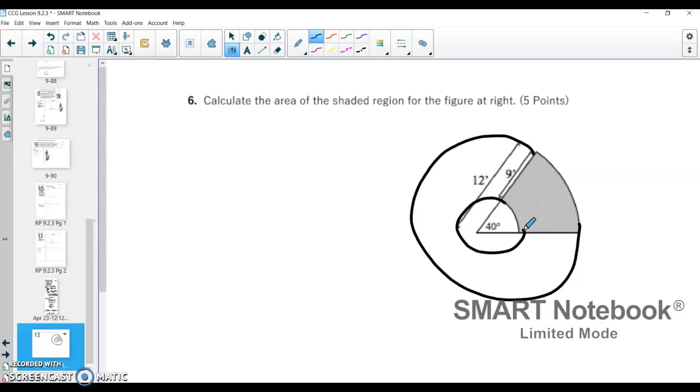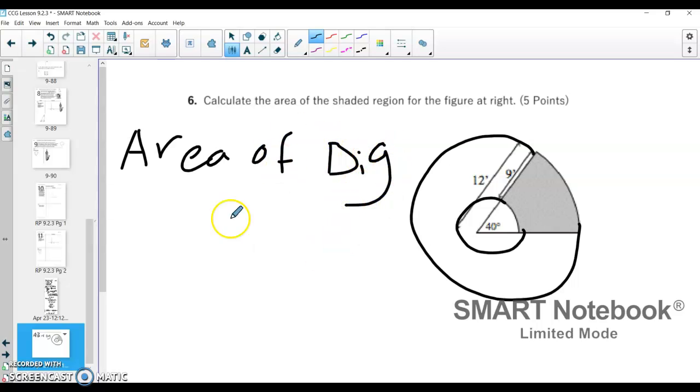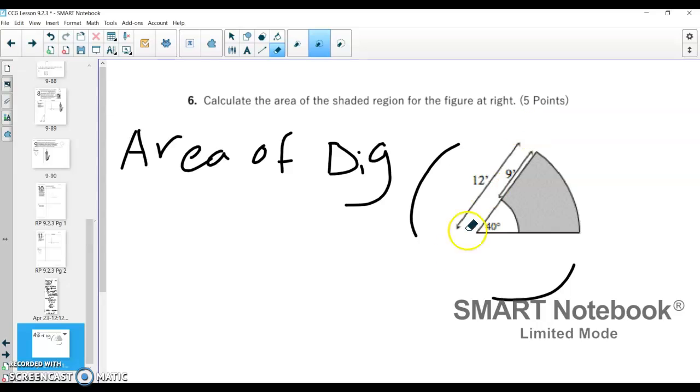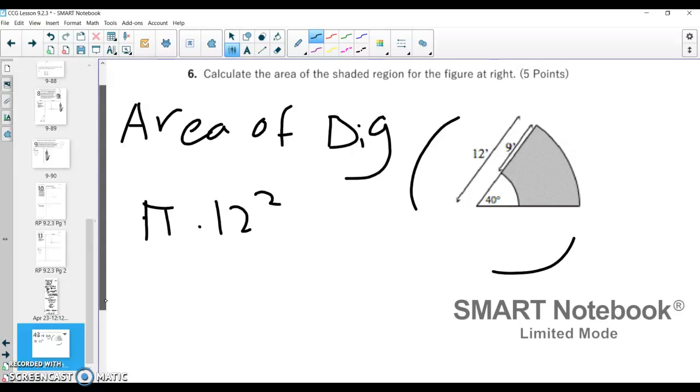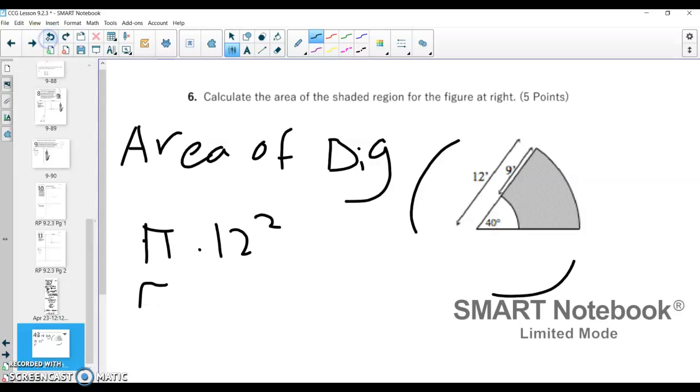All right. And so to find the area of the entire thing, I'm going to call it area of big, because it's the big shape, or the whole entire circle. So the area of the big is going to be, and I'm going to erase these weird looking circles here. My radius for the big circle is 12. And so I'm going to do pi times 12 squared, because that's how I find my area, pi times radius squared. And that gives me an answer of 144 pi.